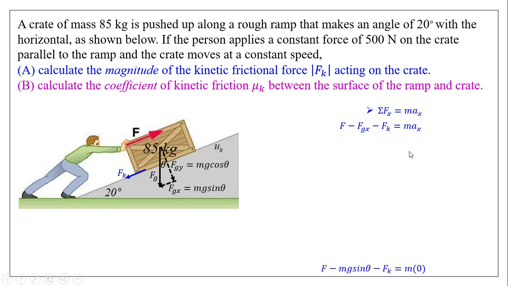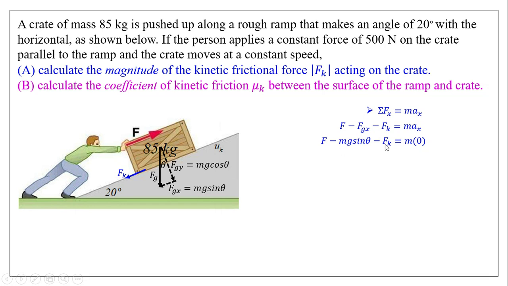But the next thing we need to realize, from the wording, is that it moves at a constant rate. Constant rate would imply the acceleration is 0. So here, instead of ax, I substitute 0. M times 0 will just be 0. I substitute out F of gx for mg sine theta, so therefore F minus mg sine theta minus F of k equals 0.